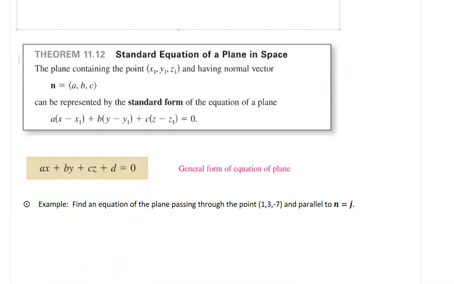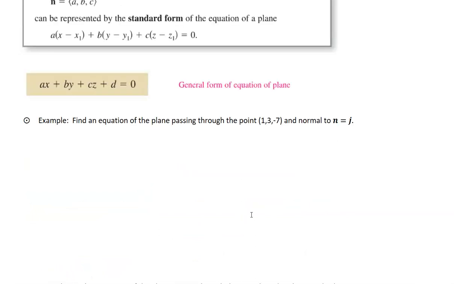Okay, so let's look at an example. It says find an equation of the plane passing through the point 1, 3, negative 7, and normal to n equals j. Now be careful with this n equals j. That throws people at first, but remember that's just 0, 1, 0. So a equals 0, b equals 1, and c equals 0. And we know that we need the k portion of this to be 0 because we're talking about a plane and not a line. Okay, so this is my x1, y1, z1, the 1, 3, negative 7.